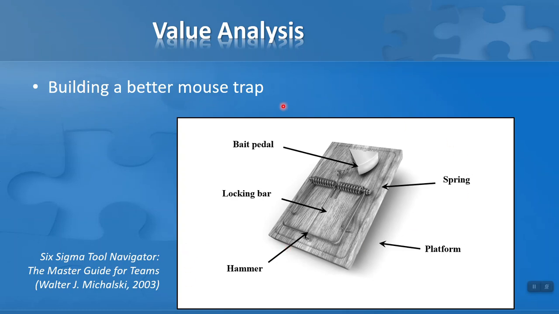And as with the pencil, we've identified here that there are 5 components to the mousetrap. We've got a bait pedal, a locking bar, a hammer, a platform, and a spring. So let's build a value analysis table to spread this information out a little bit.